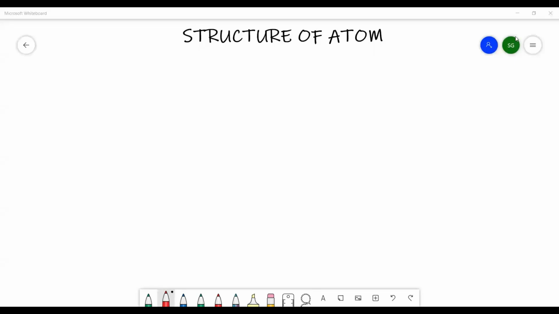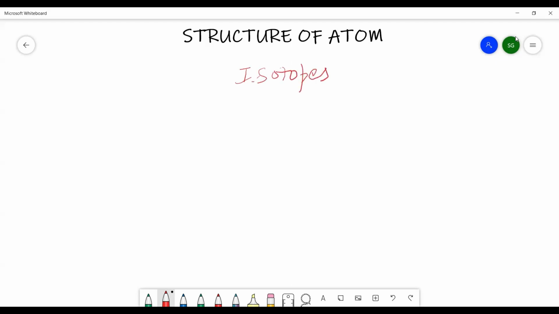Hello everyone. Here we are going to start chapter 2, Structure of Atom, of class 11th. So first of all we will start with the isotopes. Isotopes are the atoms of the same element having the same atomic number but different mass number.